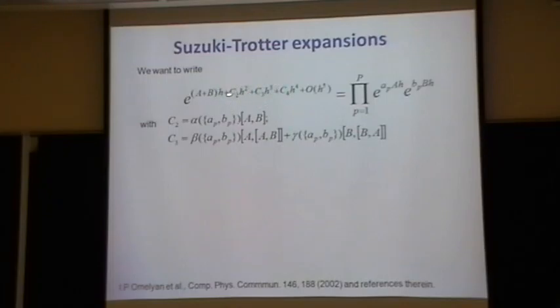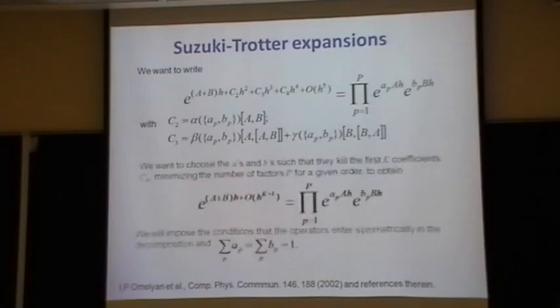Each coefficient can be written in terms of commutators of A and B. So what we want to do is kill these terms, these constants, C2, C3, C4, by choosing these coefficients, AP and BP, appropriately. So we want to be smart at choosing these coefficients, and we want to do it in such a way that we kill all the low order terms. For instance, if we want the fourth order expansion, we want to kill all these C2, C3, C4. So how do we do that?